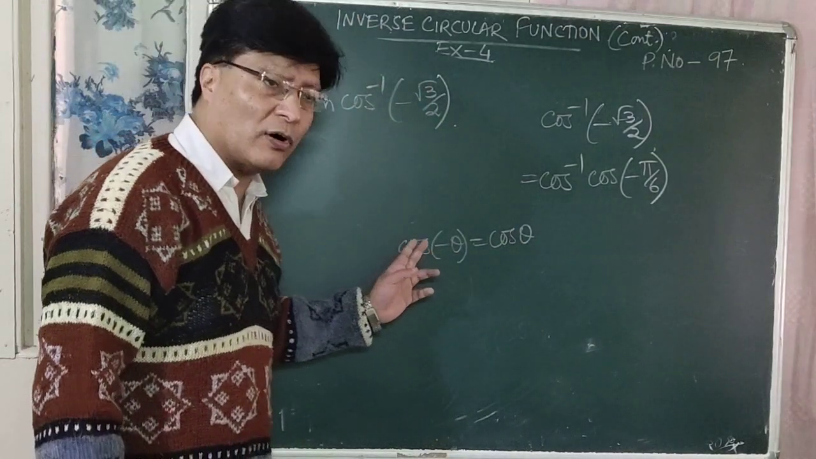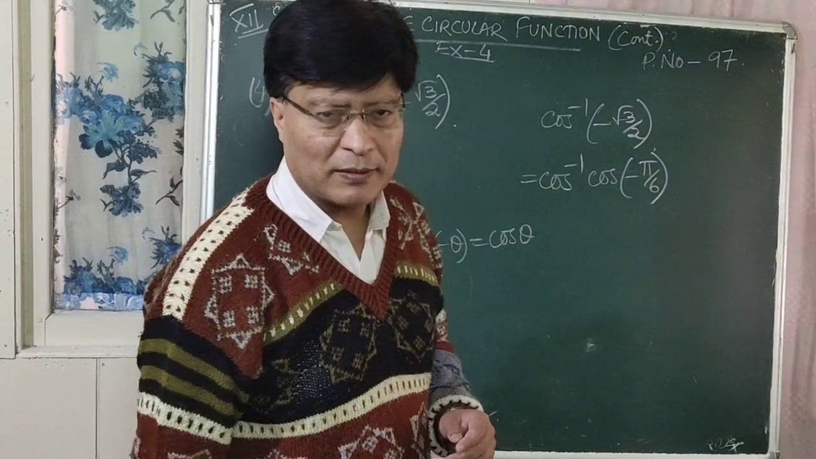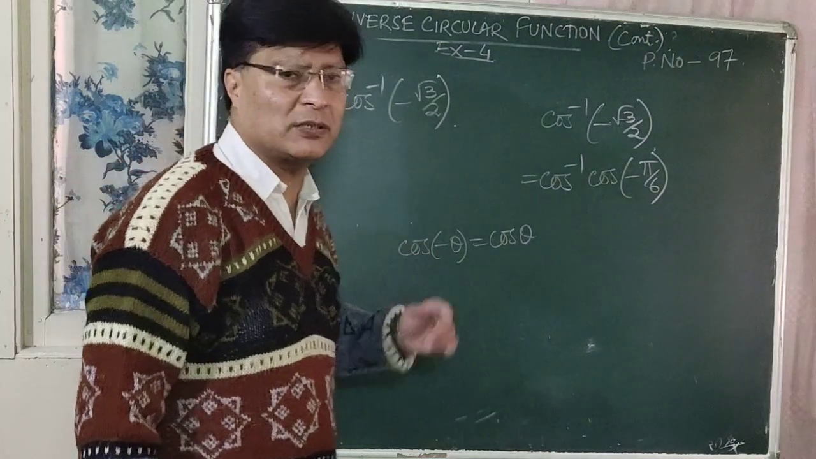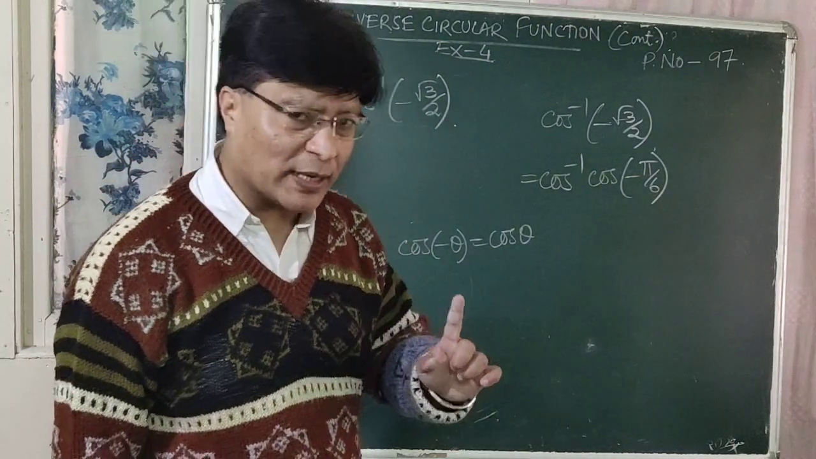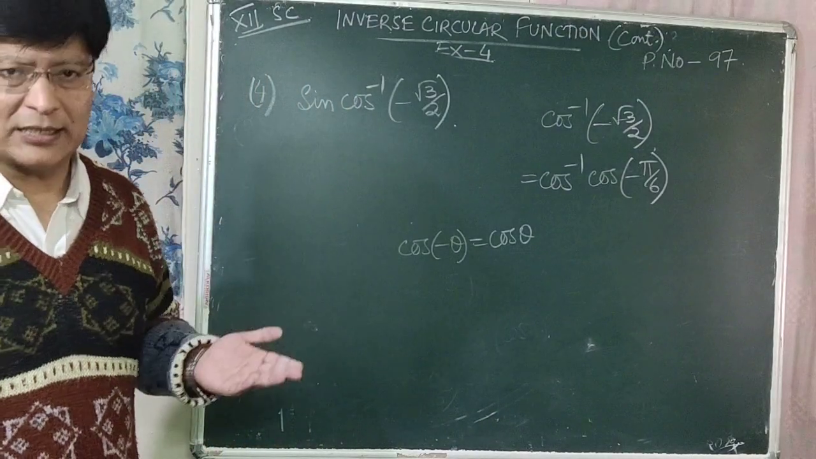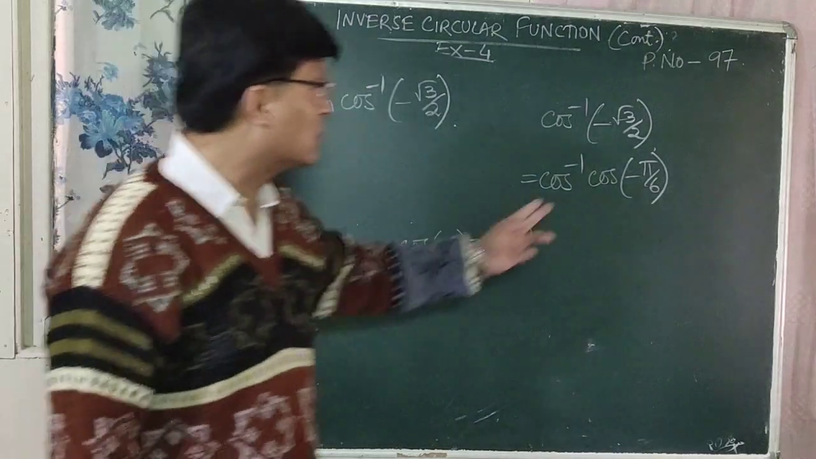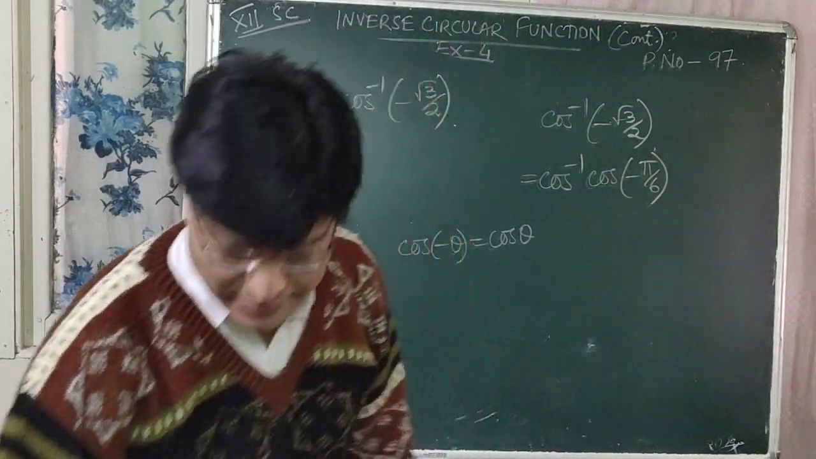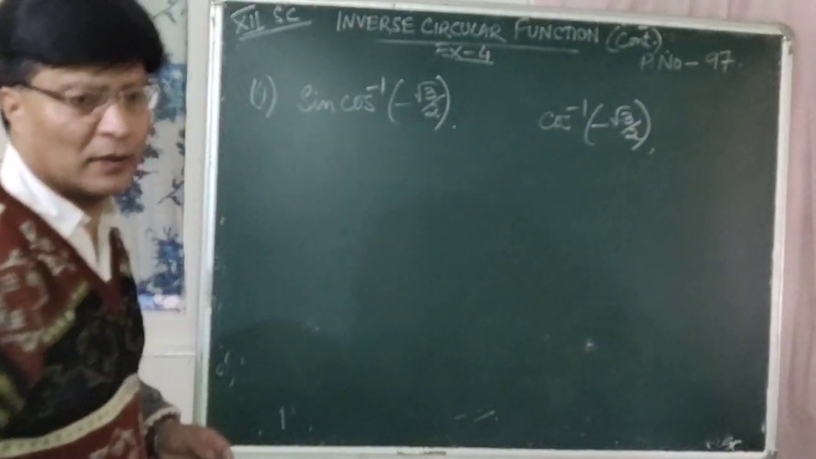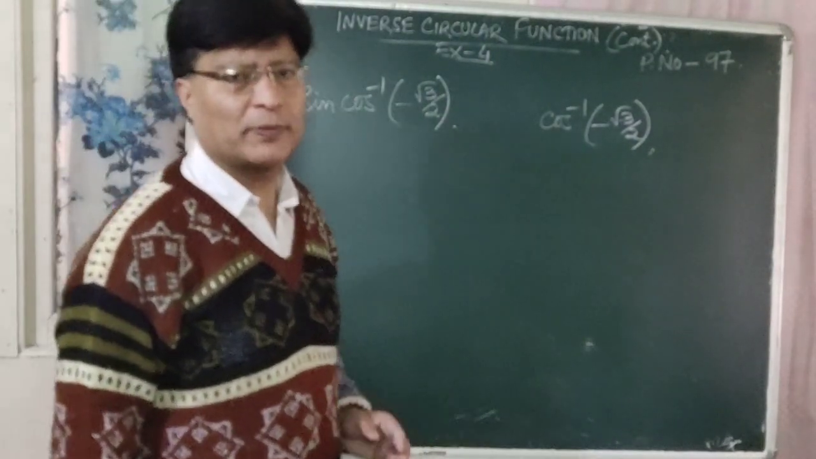Why is cos of minus theta equal to cos theta? Because minus theta lies in the fourth quadrant, and in the fourth quadrant cos is always positive. That's why cos of minus theta is always cos theta. Is it clear now? So you cannot write cos of minus pi/6. But now, cos of which angle is minus √3/2?